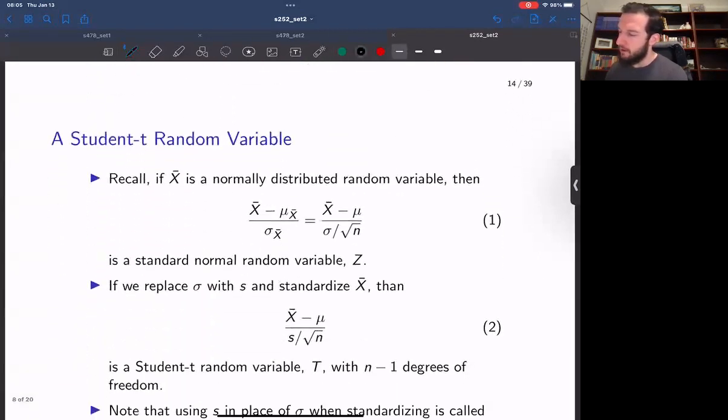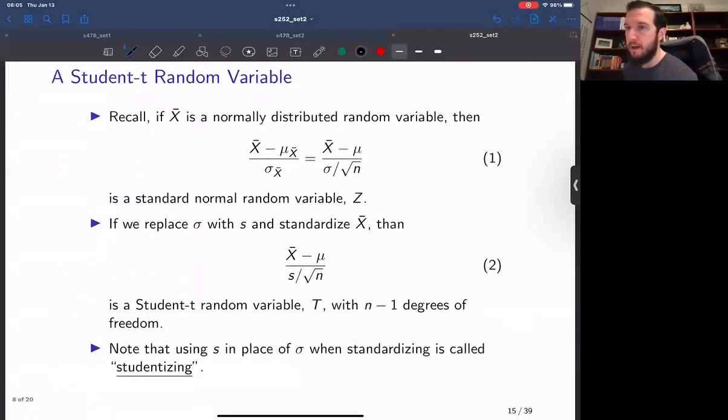Okay, so effectively all we're doing is replacing sigma with little s. So we don't have the population standard deviation, but we still have our sample. We're gonna compute the sample standard deviation, and we're going to use that in our confidence interval formula. You might recall from last class that when you have x bar minus mu divided by sigma over the square root of n, this is a standard normal random variable. When we replace sigma with little s, this random variable shown in equation 2, this is now what we would call a student t random variable.